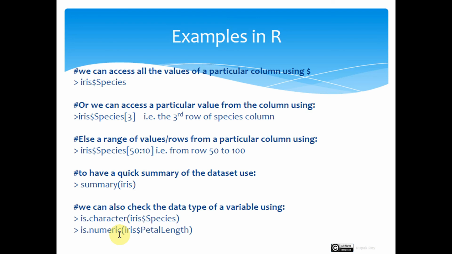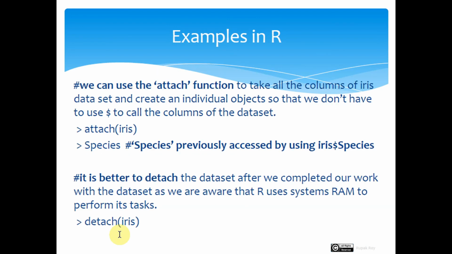We can use the attach function to take all the columns of the iris dataset and create individual objects so that we don't have to use the dollar symbol to call the columns of the dataset. Here we have used the column name straight away to call the column values. And remember, it's better to detach the dataset after we are done with it, because R uses the system's RAM to perform its task.